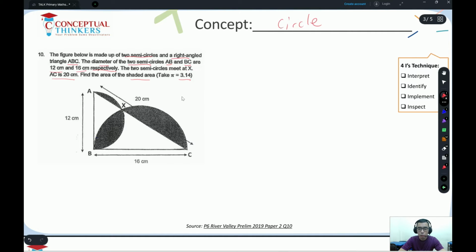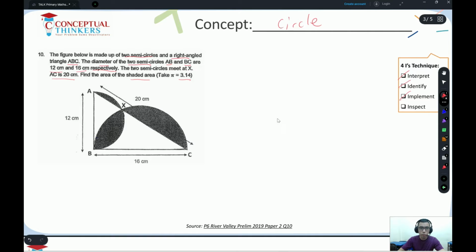Okay, so now I'm going to show you how I interpret this diagram so that you can remember this and use this technique in the future to analyze your circle questions. So we first interpret the question, then identify that it's a circle concept. So let's start to implement the methodology.